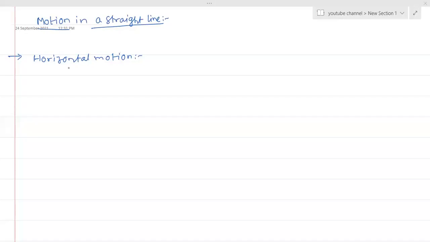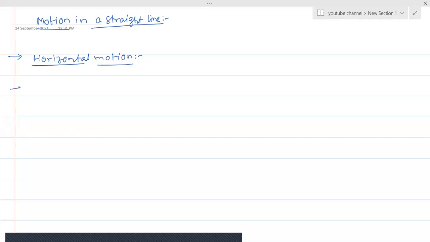First, we will think of horizontal motion. So, generally, in the horizontal motion, first we need to understand the average velocity as well as instantaneous velocity. So, these are the terms we need to understand. First, I am taking average velocity.